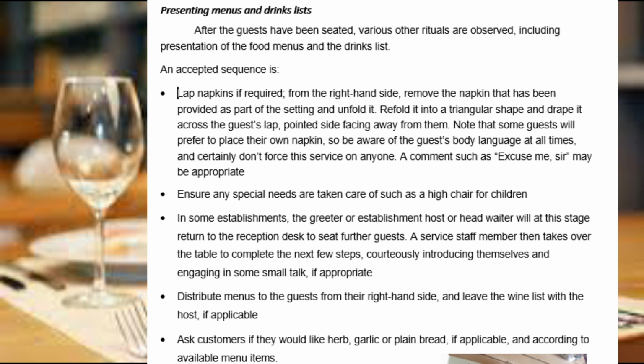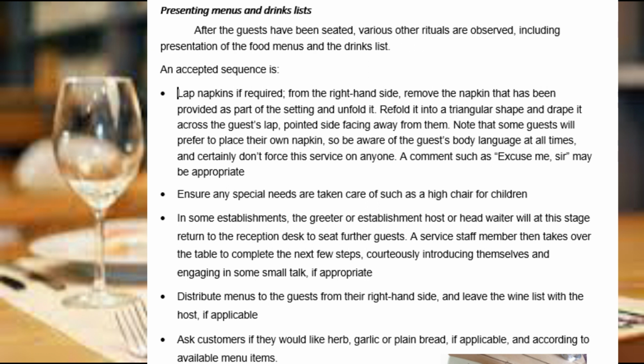From the right-hand side, remove the napkin that has been provided as part of the setting and unfold it. Refold it into a triangular shape and drape it across the guest's lap, pointed side facing away from them. Note that some guests will prefer to place their own napkin, so be aware of the guest's body language at all times. Certainly, don't force this service on anyone. A comment such as "Excuse me, sir," may be appropriate.